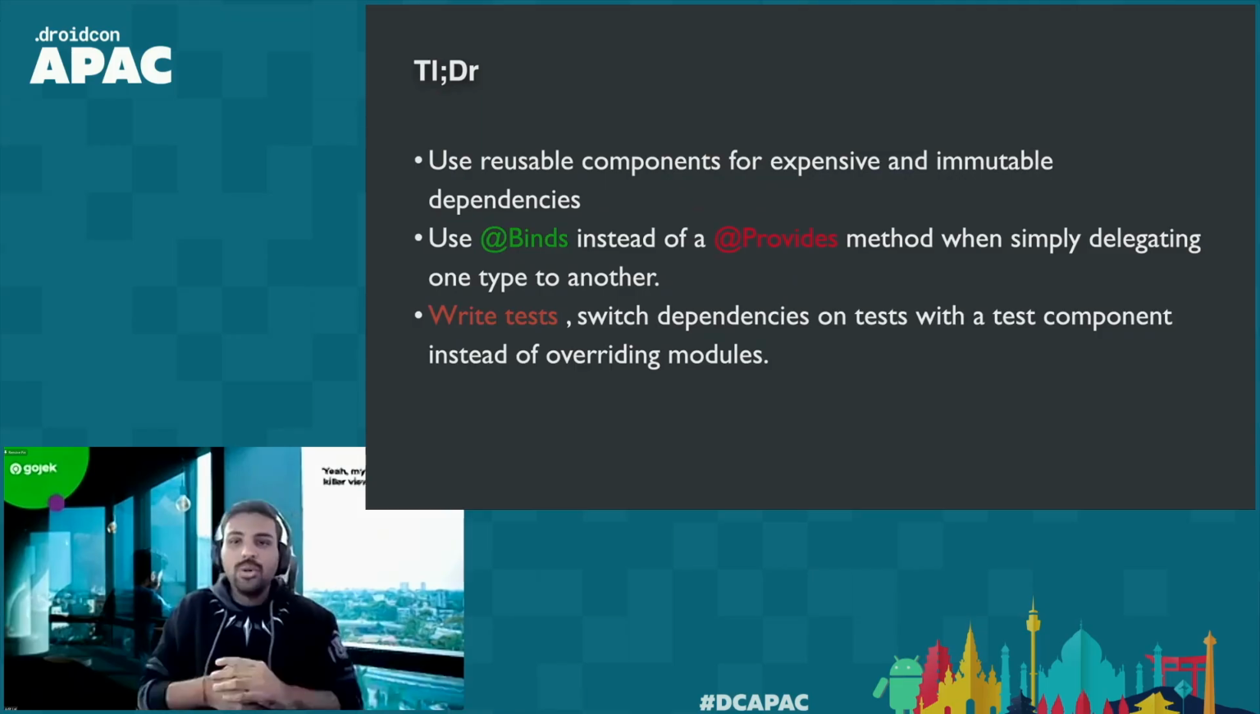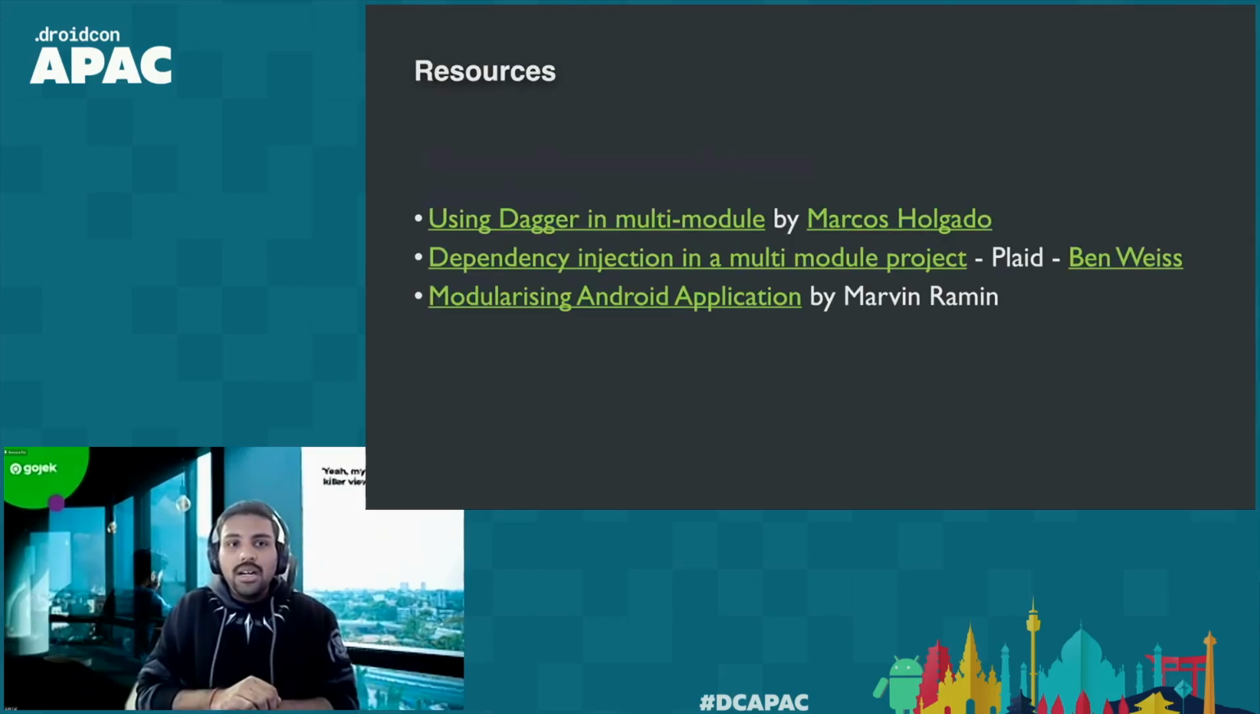Again, as mentioned before, it's a little more expensive, and try to have more immutable dependencies so that they can be handled better and it will be a lot easier for you to manage. Use binds over provides, and also write tests for your switching dependencies. You can actually write unit tests for your Dagger graph.